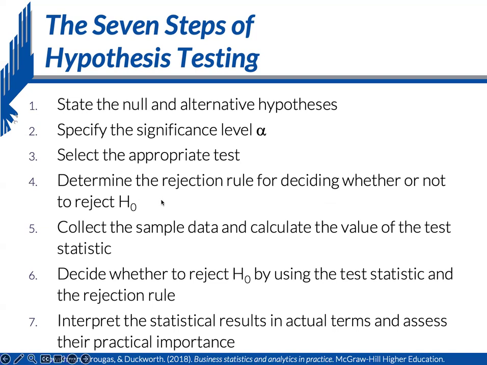And then step 4, we will decide which rejection rule we will follow. Here, we will also decide if we will use a critical value method or a p-value method in order to make a decision. Step 5 involves determining the evidence. So here we compute the test statistic, and then using the test statistic, we will make a decision in step 6 if we will reject or not reject the null hypothesis. And then finally, we interpret the results in actual terms. Okay, we go back to the actual variables involved and then assess the practical importance of the findings of the hypothesis test.